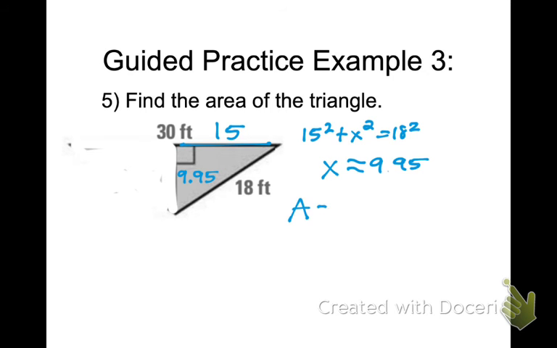So to find the area, it'd be 1/2 your base, which is 30, times the height, 9.95. When you multiply all of that, you should get something close to 149.25-ish feet squared. 0.5 times 30 times 9.95. Yeah, that's what I got. And then for the second one, I got a whole area of 240. If anybody took it all the way there, did you get that?